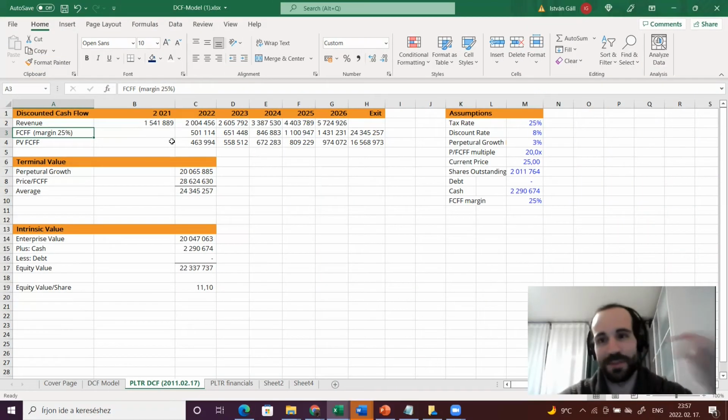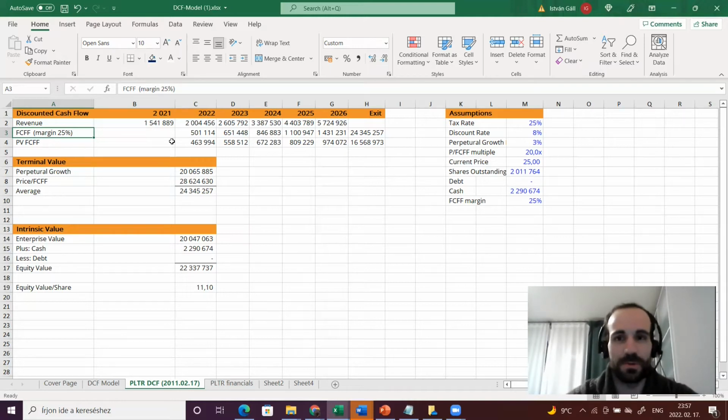Guys, it's time to do some maths. It's time to do some calculation. I don't want to bore you with the details. My valuation is based on the discounted cash flow model. This is the model that is most widely used for valuing stocks.